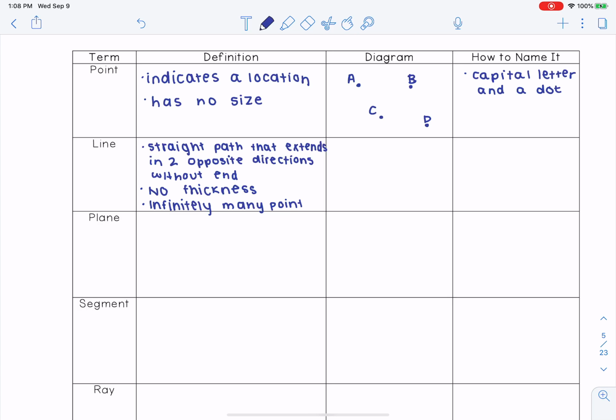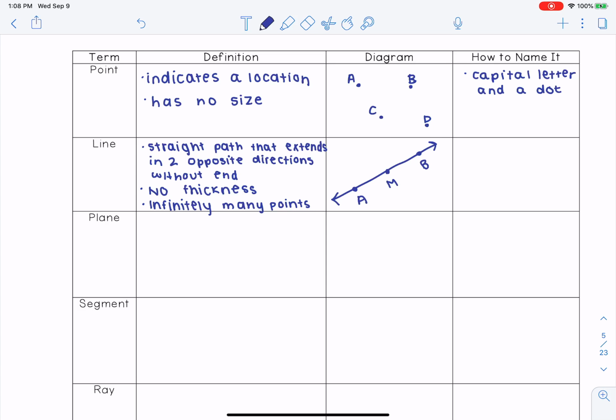So when we draw a line, it's actually going on and on forever, which is why we have those two arrows, but of course we can't draw something like that. And this line contains infinitely many points. So there's a bunch of points on here. We might name them A, M, B.